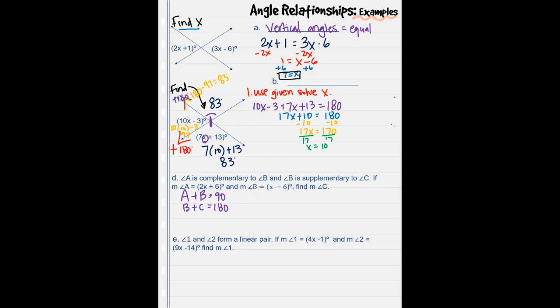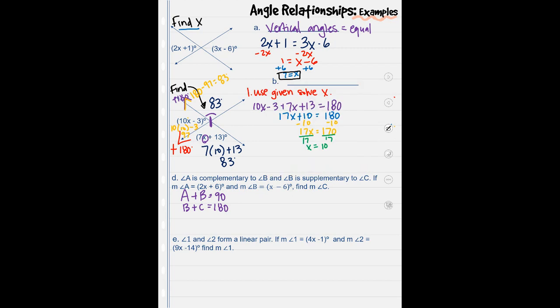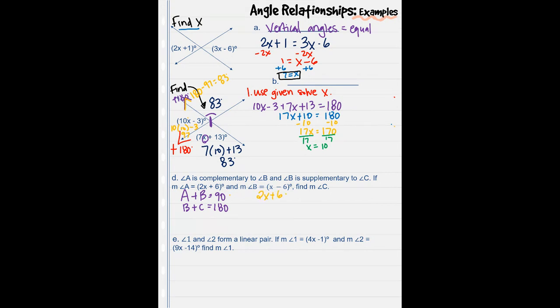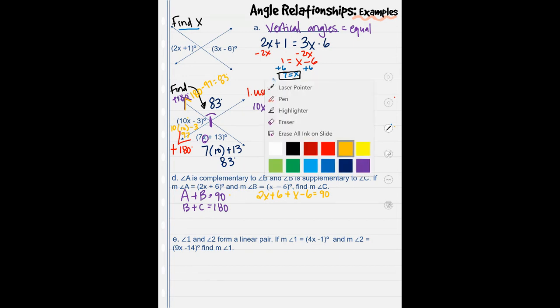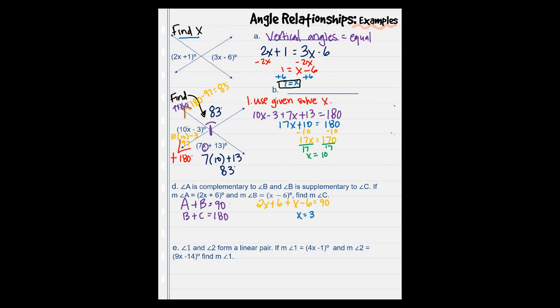And we're told that A is 2x plus 6 and B is x minus 6. So I can plug in those equations for my A and my B in this first little formula that I wrote out and solve for x. So 2x plus 6 plus x minus 6 equals 90. If you do all of that, then you get x equals 30.